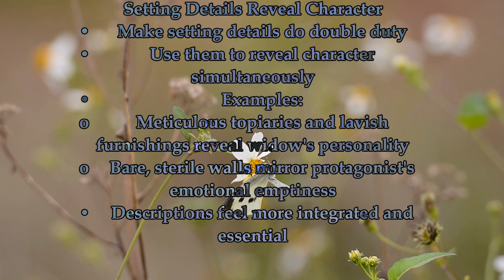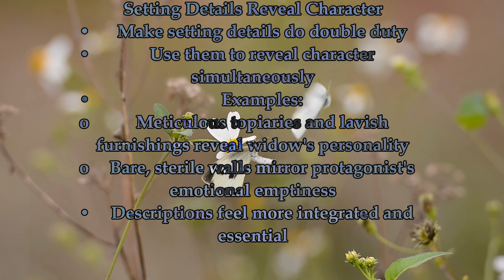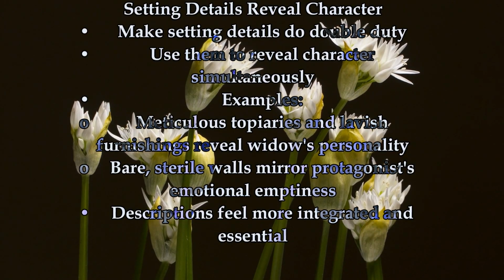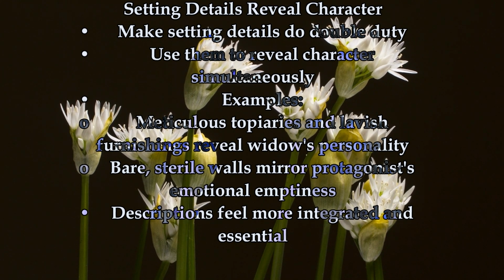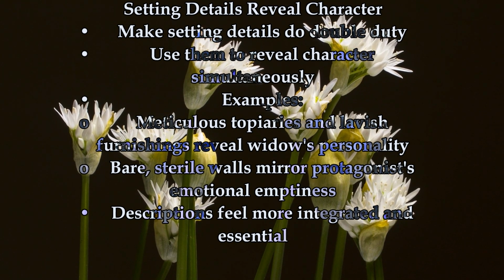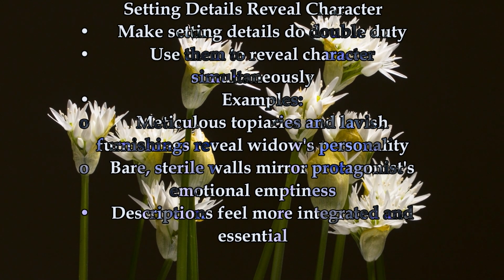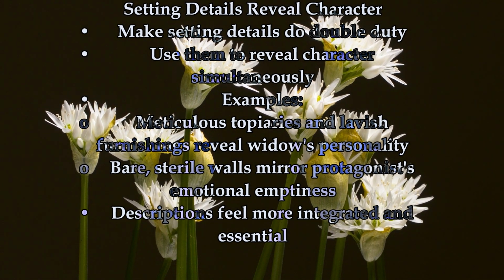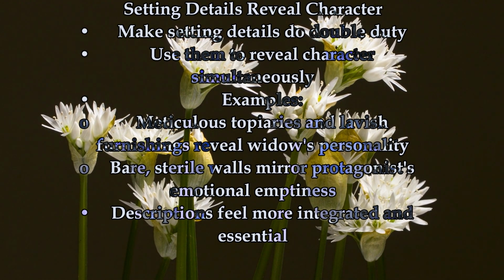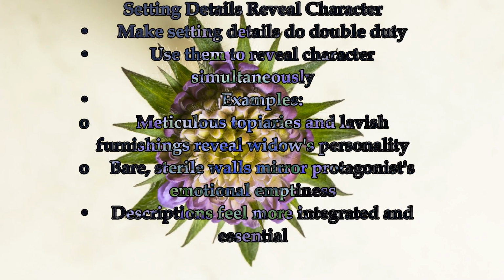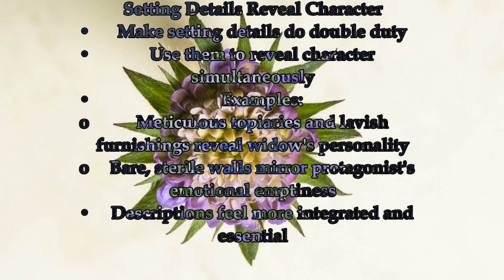And here's a pro tip. Make those setting details do double duty by using them to reveal character at the same time. The meticulous topiaries and lavish furnishings of the wealthy widow's mansion tell us just as much about her personality as they do about her environment. The bare, sterile walls of the protagonist's apartment might mirror his emotional emptiness. When your setting descriptions serve multiple purposes, they feel more integrated and essential to the story.